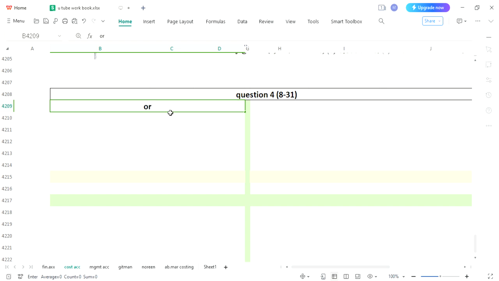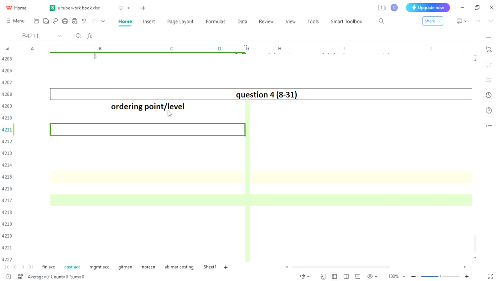First, we are related with ordering point, and it is also called ordering level. And how we calculate it, simply we apply a formula where we see maximum requirements or maximum consumption, and it would be multiplied by lead time.